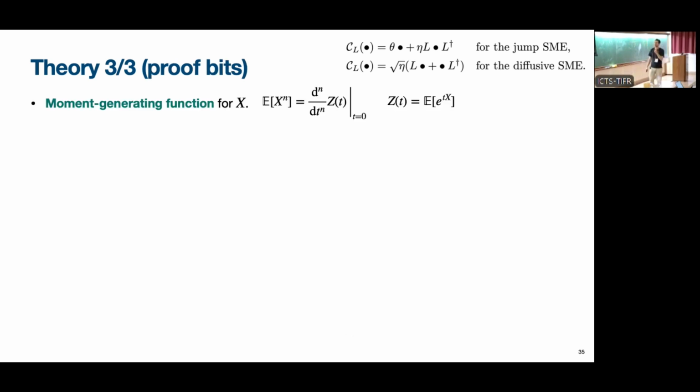All right, the third part of the theory is some bits of the proof. I'm not going to show everything, but just give you the general idea of how we find these formulas.